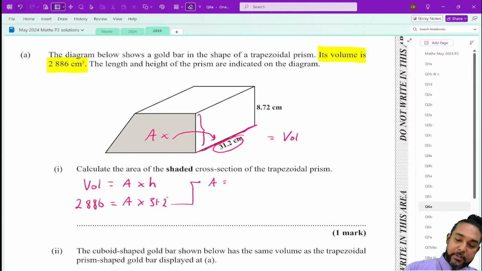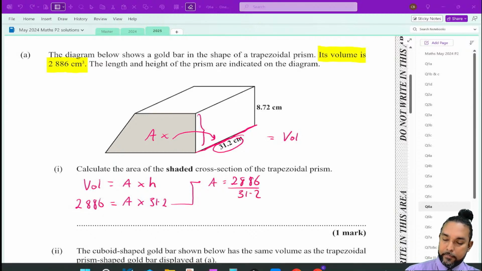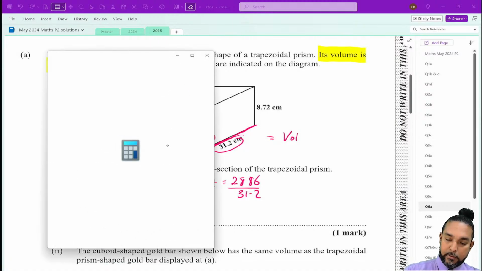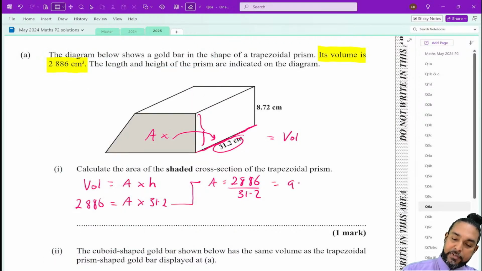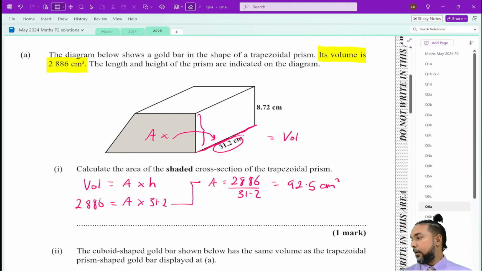If you multiply by 31.2, in order to solve for A we have to do the opposite, which is divide by 31.2. So we divide both sides by 31.2. And let's see what we got there. We have 92.5. So the area of that front face is 92.5 square centimeters. Don't forget to put your proper units. So that was the first piece.